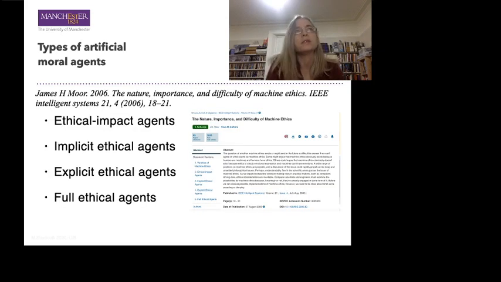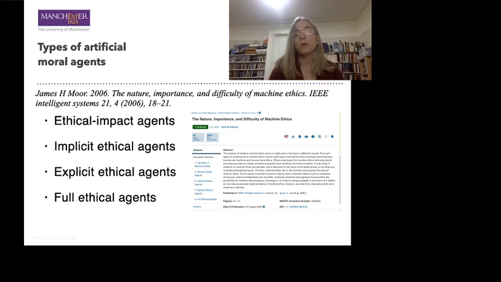So in a 2006 paper, James Moore defined 4 sorts of ethical agent. So an ethical impact agent is one that may not actually be specifically reasoning in an ethical way, or whose reasoning may not be about ethics, but its simple deployment has an ethical impact. So you can imagine a whole load of computational systems, for instance, that are employed to improve safety, provide cut-offs in particular situations, and they don't really reason or have autonomy in the ways we tend to use them in artificial intelligence, but they do nevertheless have an ethical impact.